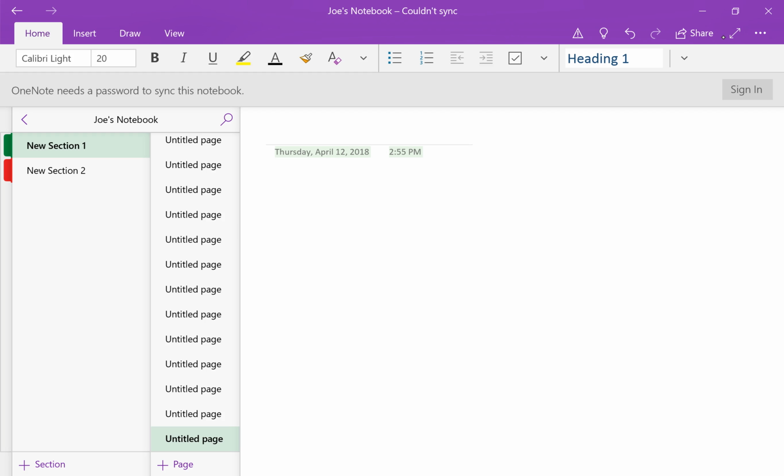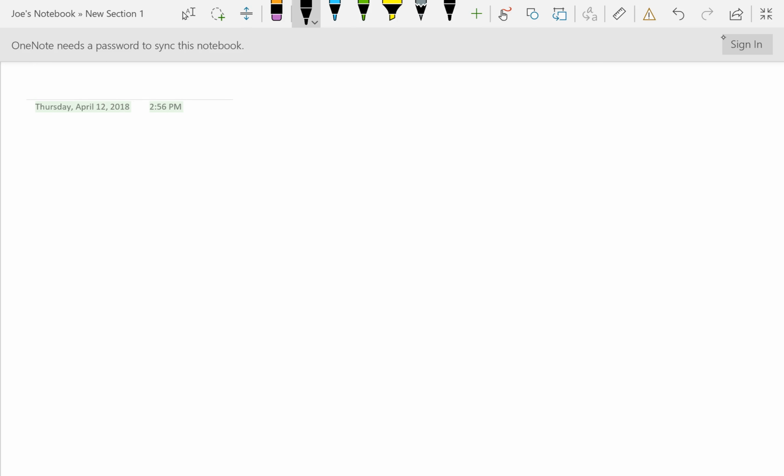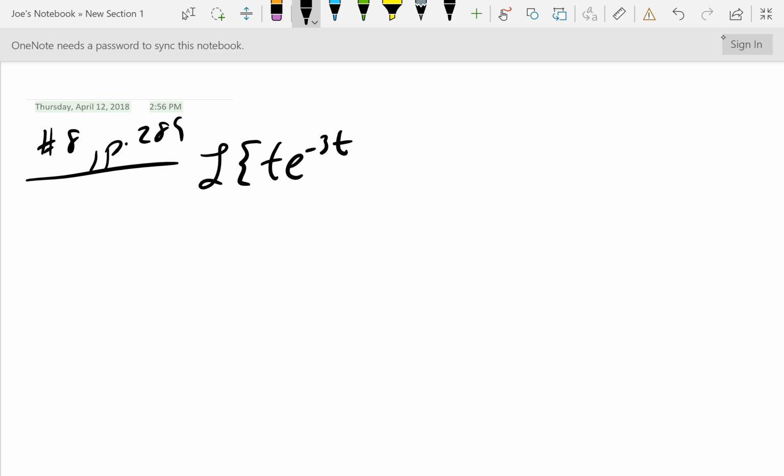So for this particular one, let's look at a couple of these problems that are at the end of section 7.4, which starts on page 289. Let's do number 8 on page 289, because this is going to reinforce a couple of the ideas, including one that was on the previous video. So we want the Laplace transform of t e to the negative 3t cosine of 3t.